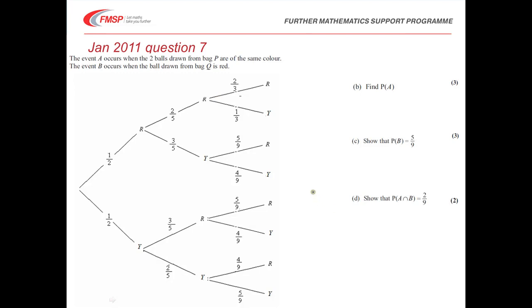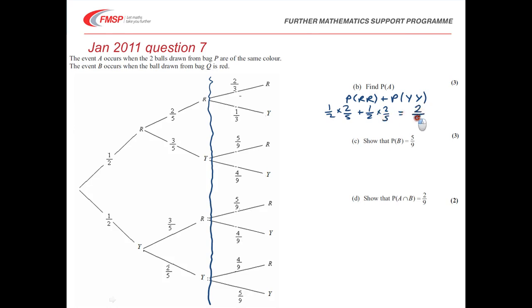So it says the event A occurs when 2 balls drawn from bag P are the same colour. What's sometimes useful is to realise that drawing from bag P has a line down the middle. If they're the same colour, we're dealing with getting a red and then a red, or a yellow and then a yellow. Because they're independent, we're just multiplying here. So this is going to be a half times 2/5 plus a half times 2/5. Working that through gives me 2/5.